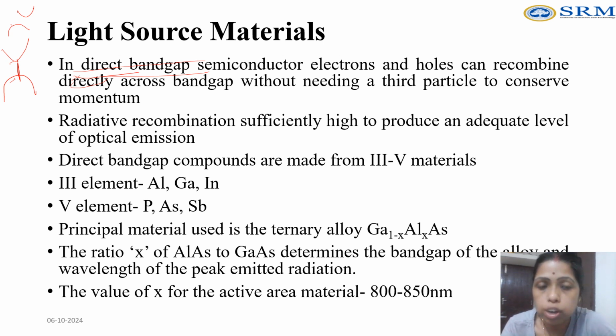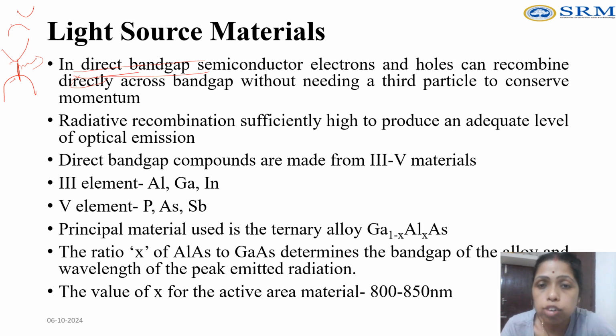where the electron and hole can easily recombine without the help of any other material or any change of momentum, in the case of the direct band gap material. Normally, we use radiative recombination for getting high optical efficiency. High optical efficiency means high radiant power. For getting high radiant power, we need radiative recombination. Radiative recombination means that when the electron goes from the upper band to the lower band, or the excited state to the ground state, it can release a photon. That process is called radiative recombination.